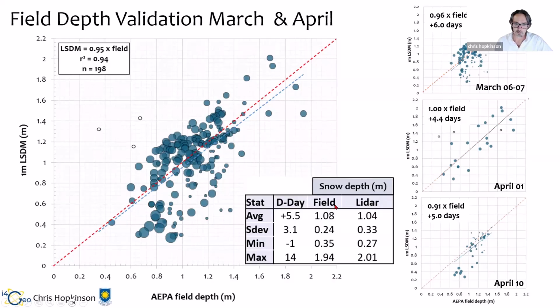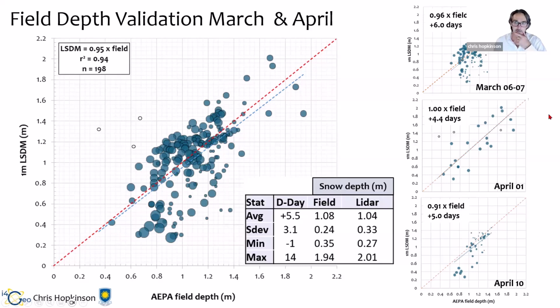If you look overall at all of our data, so almost 200 data points, the field results are telling us our average depth was 1.08 meters. LiDAR was telling us it was 1.04. Some more statistics there. But then from each of the different airborne LiDAR campaigns, you can see the comparisons with field data there.